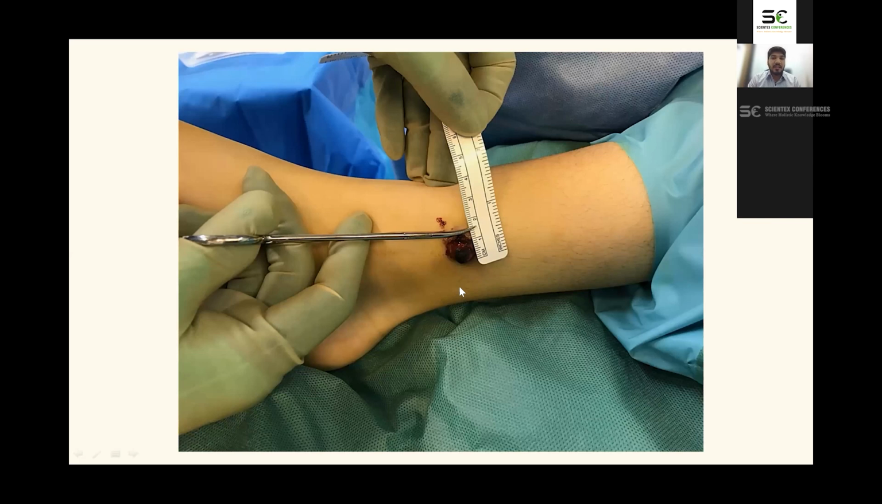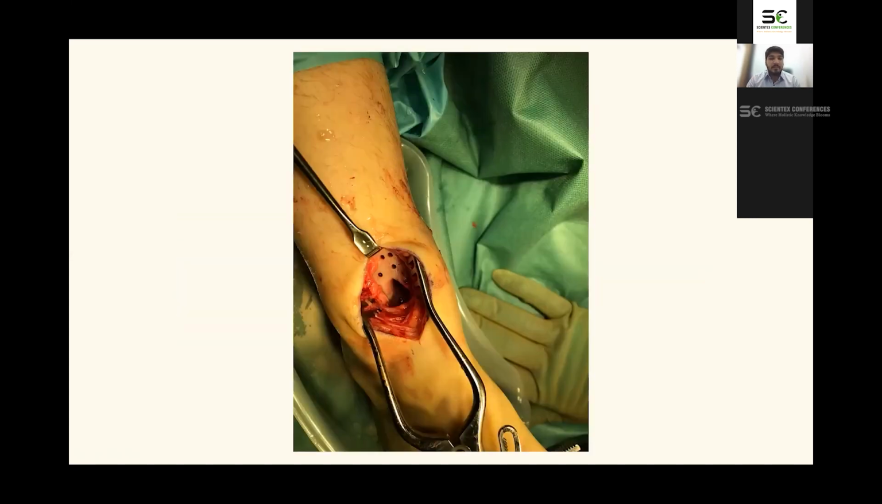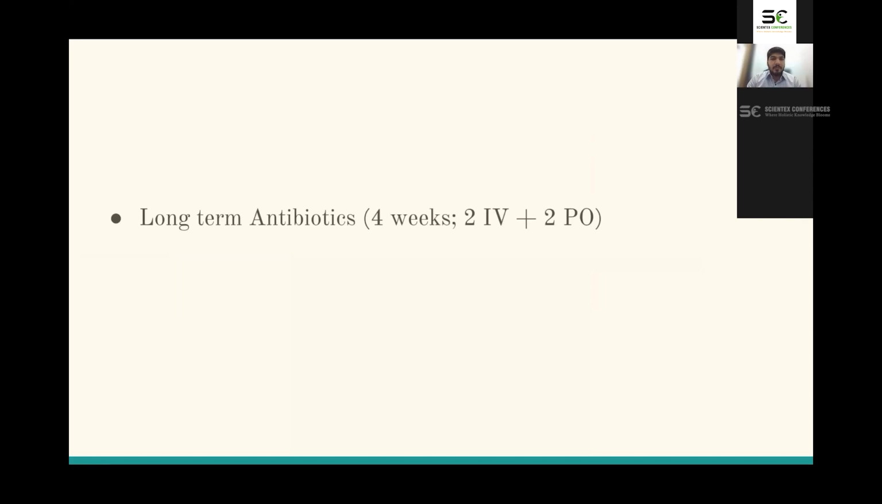So these are all clinical pictures taken before the procedure. The orthopedic surgeons opened it up, curetted all of it, and cleaned it all out. They sprayed some vancomycin in it, and they drilled some holes. I believe the holes were drilled to encourage blood supply. And she was started on long-term antibiotics.